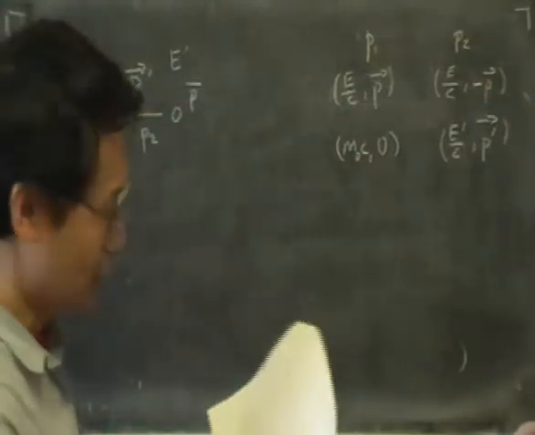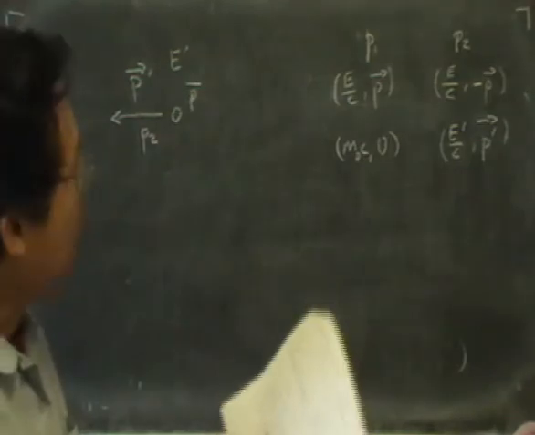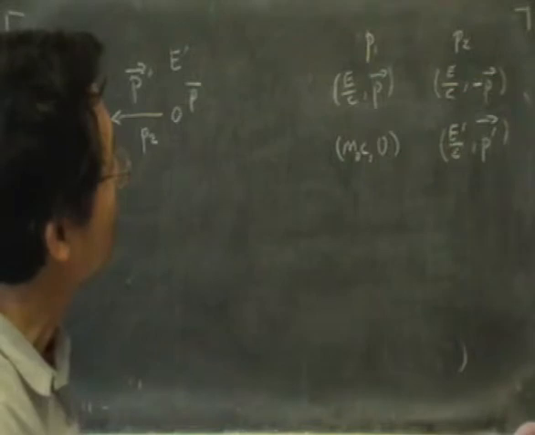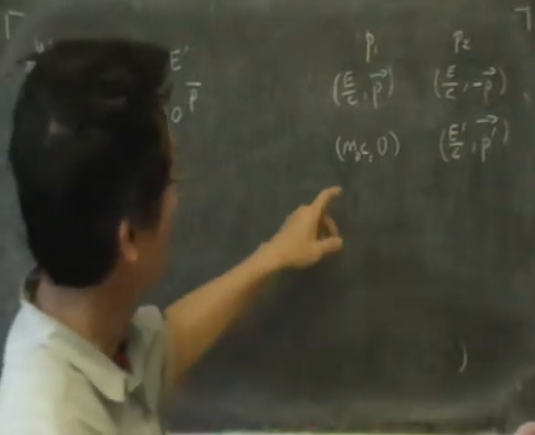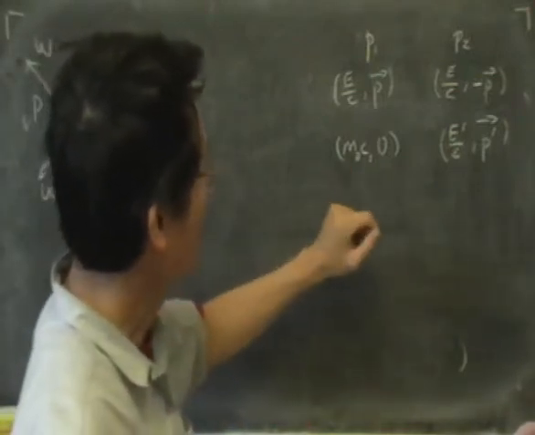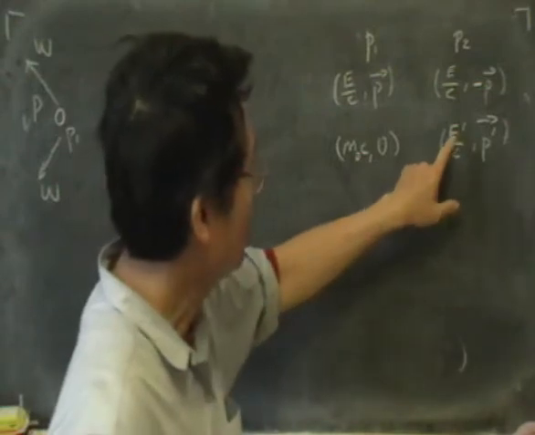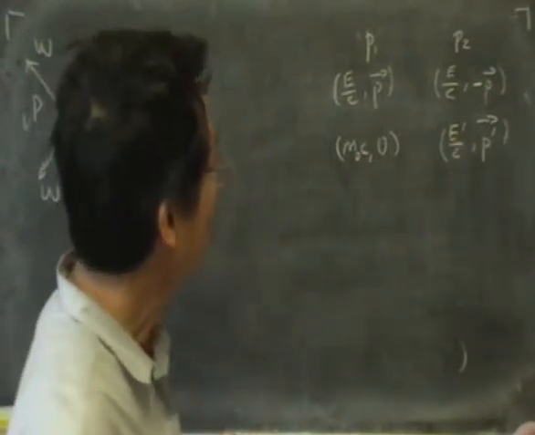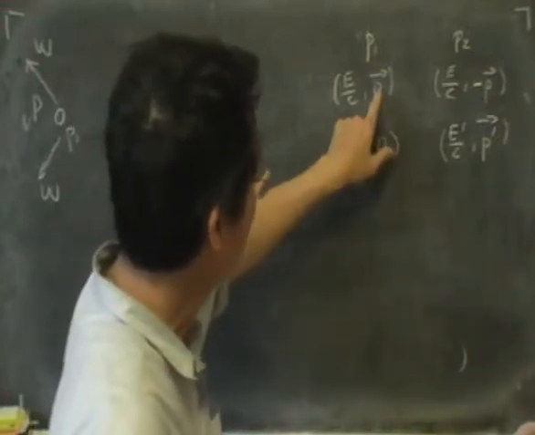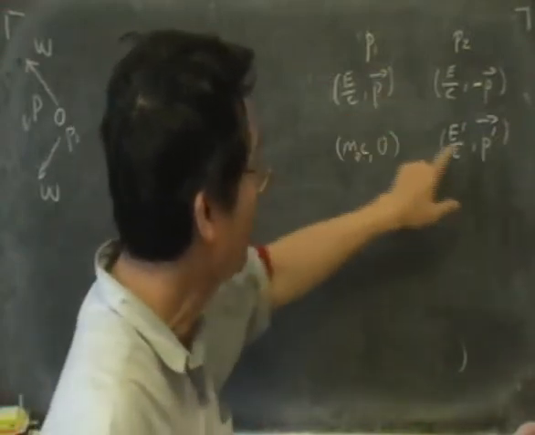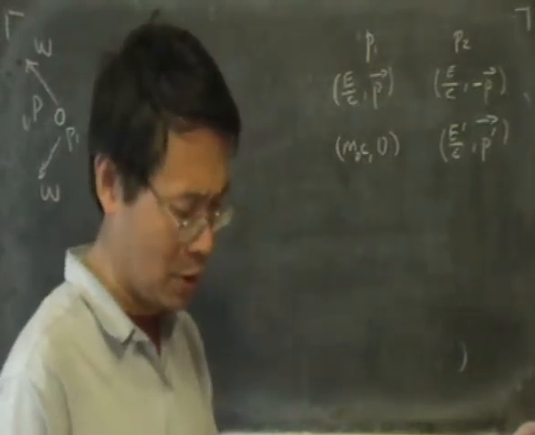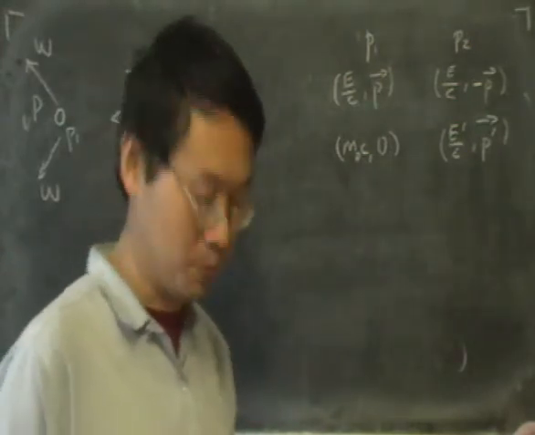Now it turns out that if we do that, there might be a slight problem, because the E prime is an unknown that we want to find, but we also have the three momenta P and P prime, which are also unknowns, and that would be a problem.